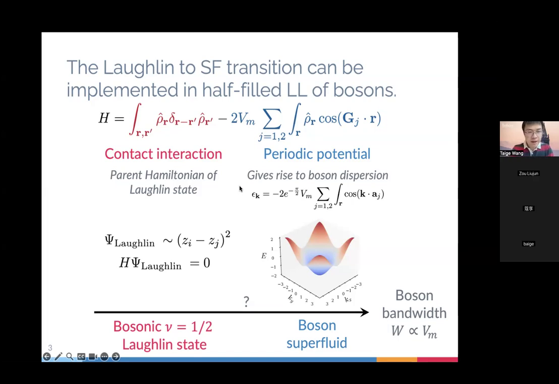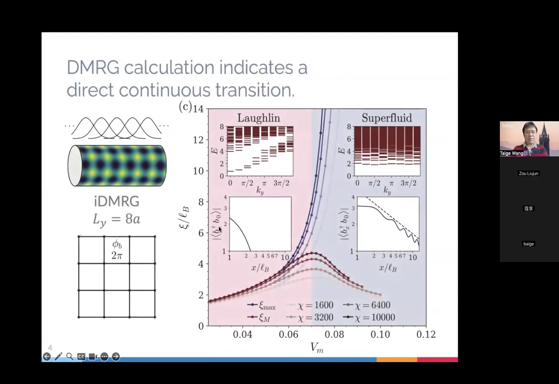Okay, numerics. The numerics we did is set up on an infinite cylinder. We just consider lowest Landau level bosons on an infinite cylinder, and then we add a periodic potential as promised. We're doing iDMRG, so it's not a truly 2D algorithm. You always consider a cylinder version of it.